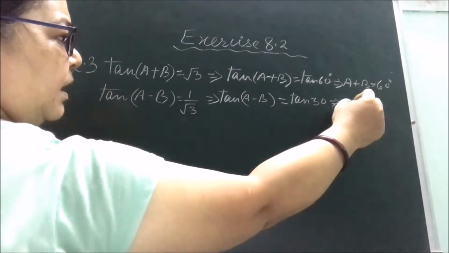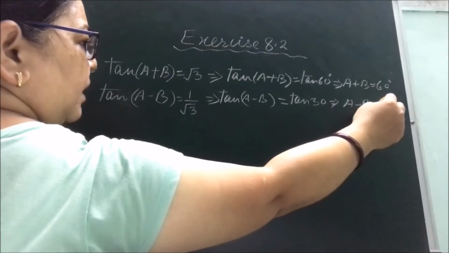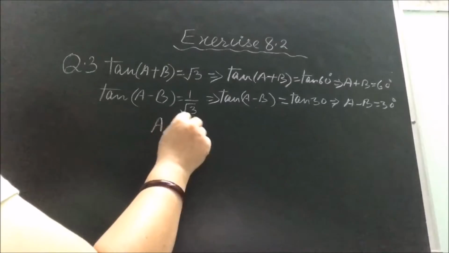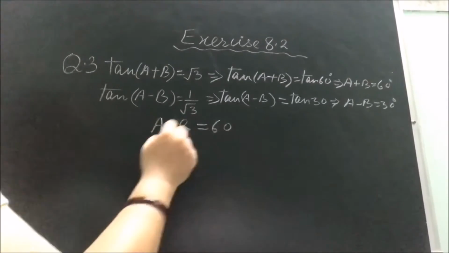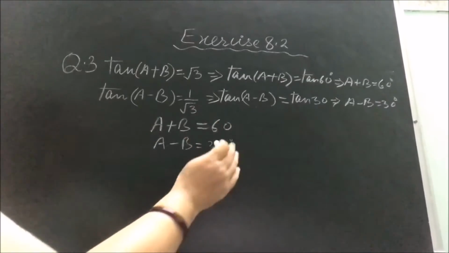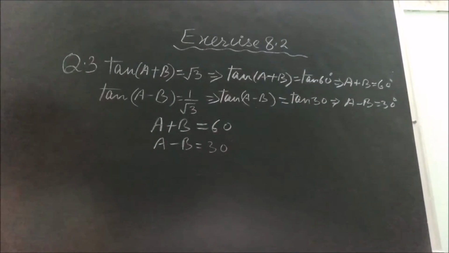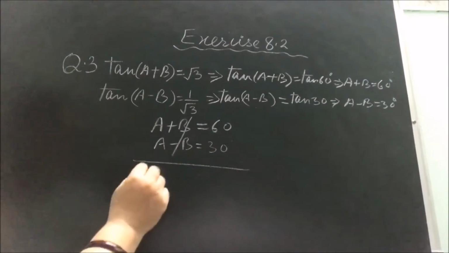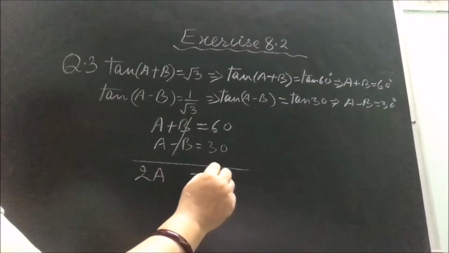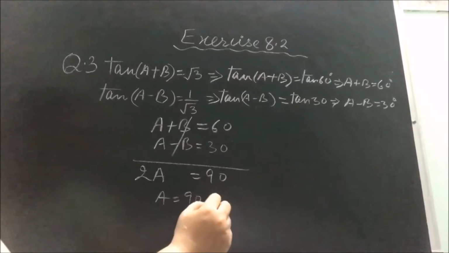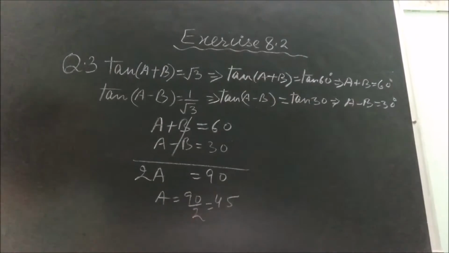So a minus b is equal to 30 degree. That means we have two equations, a plus b is equal to 60 and a minus b is equal to 30, right? So we solve them by elimination method, and in both the equations, b and minus b cancel out, and we have 2a is equal to 90. So a is 90 by 2, it will be 45. So the value of a is 45 degree.